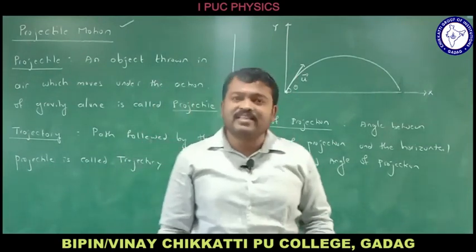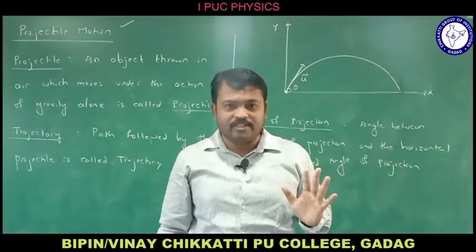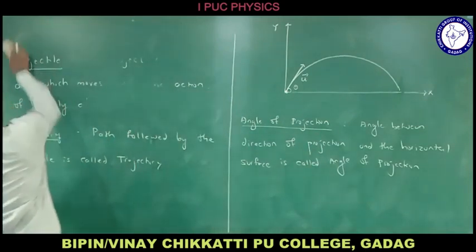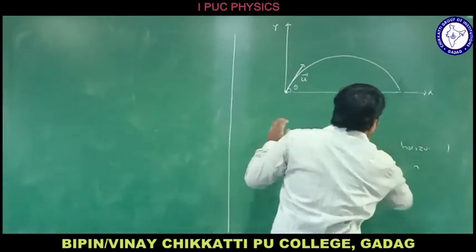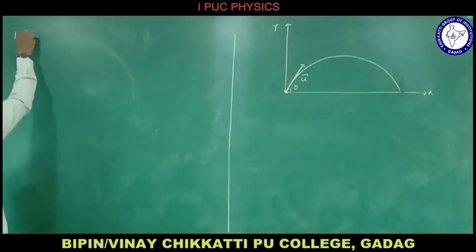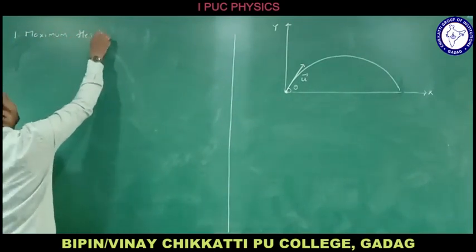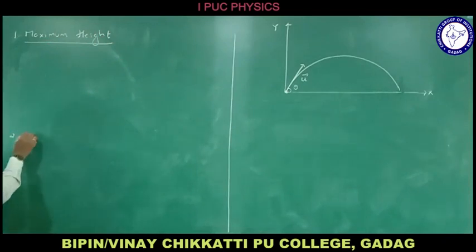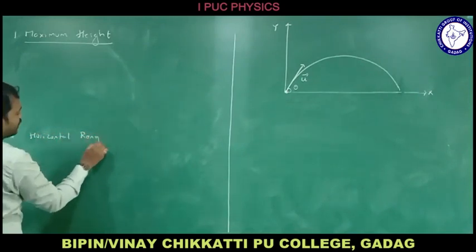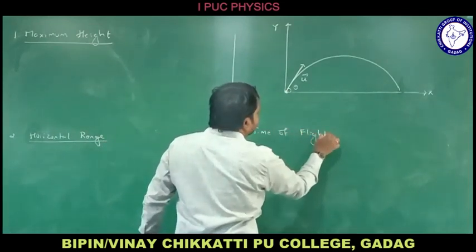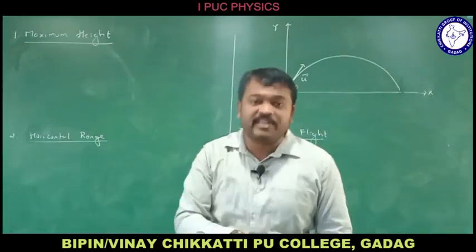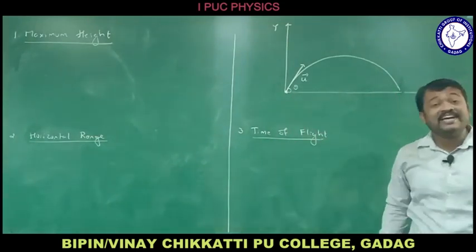Now, when we discuss projectile motion, there are three parameters that we need to understand. What are those three parameters? The first parameter is the maximum height. We need to know about the maximum height. The second parameter is the horizontal range. The third one is the time of flight. So whenever we discuss projectile motion, we will be discussing these three parameters: maximum height, horizontal range, and time of flight.